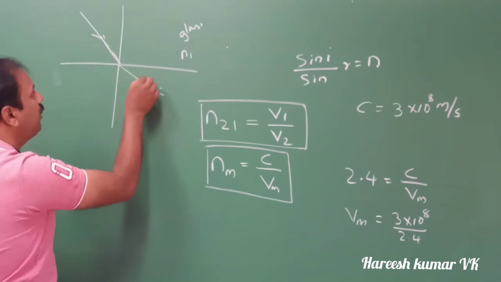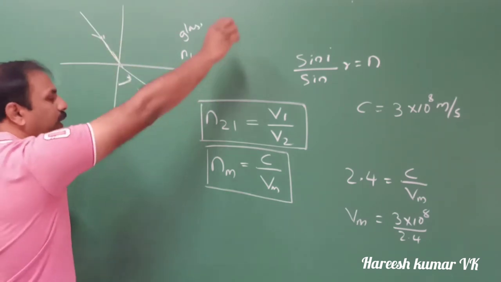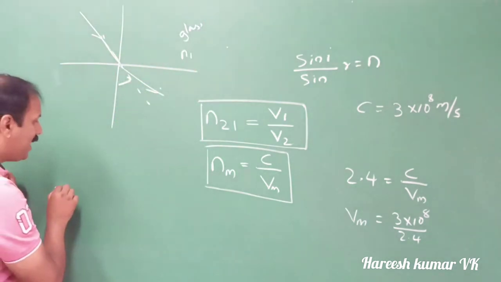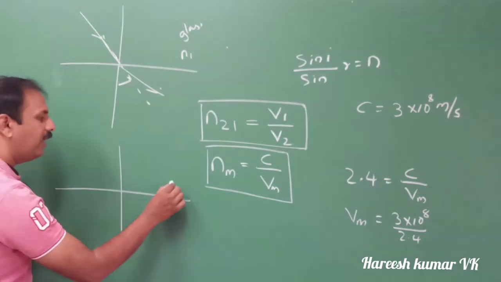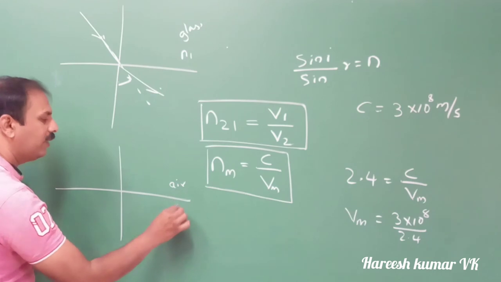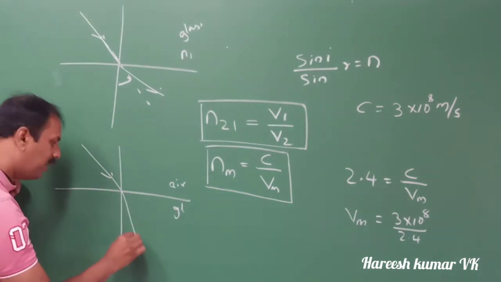This is the normal. It will go away from the normal. So it actually should come like this. It is going that side. When the light is coming from a rarer medium to denser medium, that is, here you have air and here you have glass, in this case, what happens? The light will bend towards the normal.